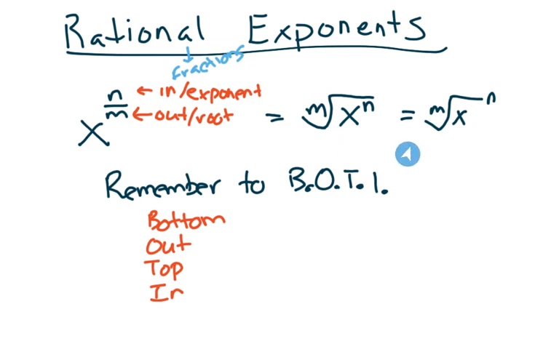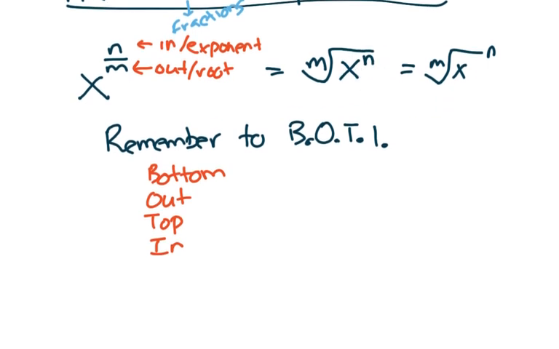And either method works. I personally like this method because you're taking the root first, so it makes the number smaller and then bigger. Here you make the number bigger and then smaller, so sometimes your numbers get really big. And I'll show you the difference between them here.